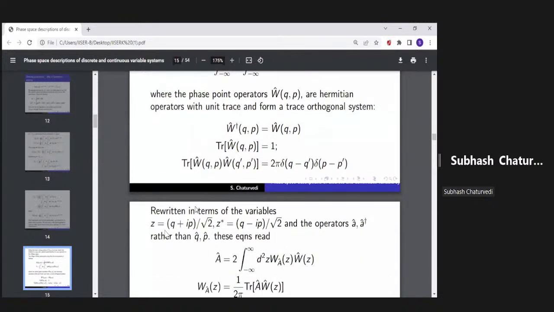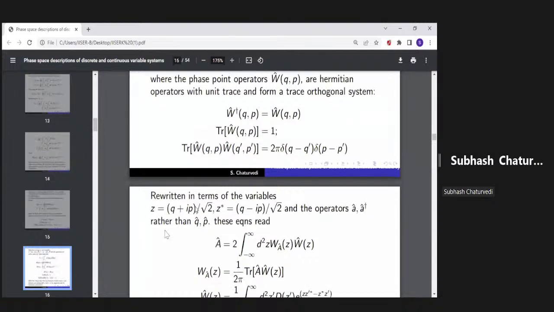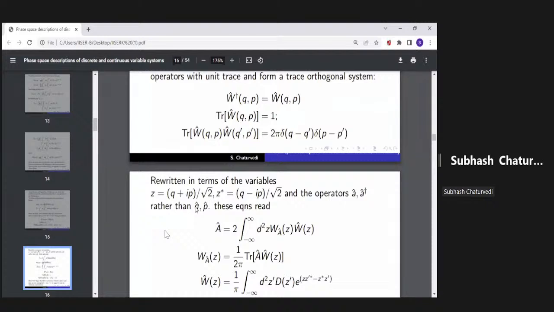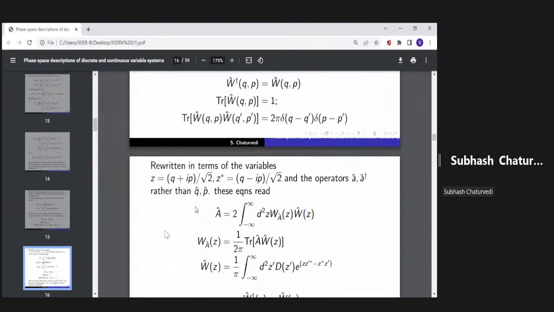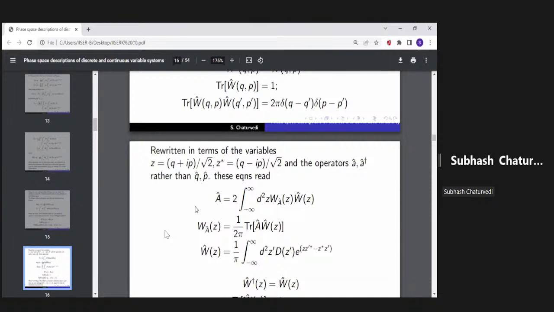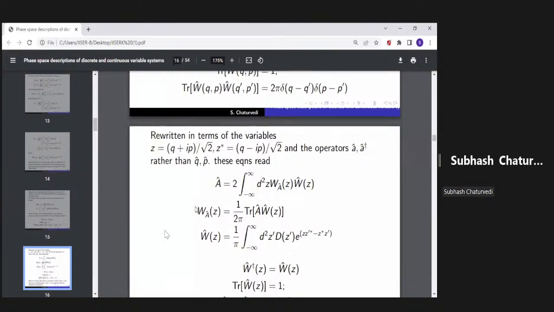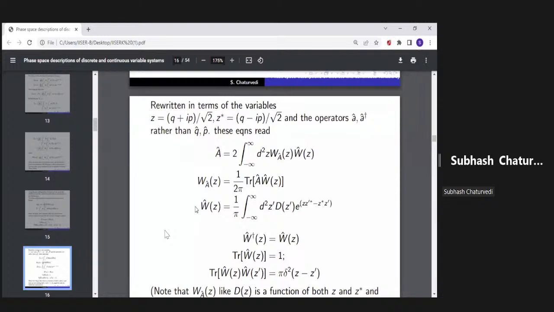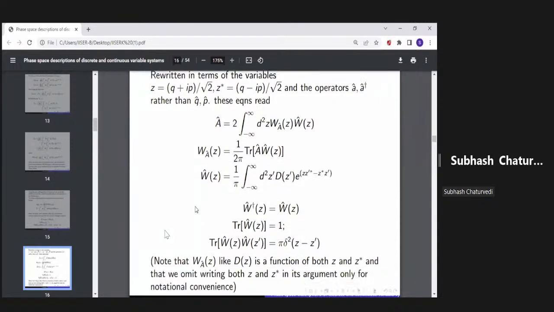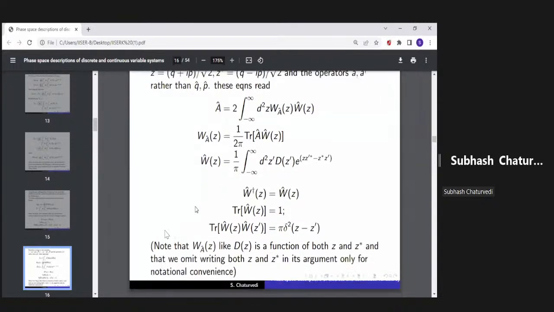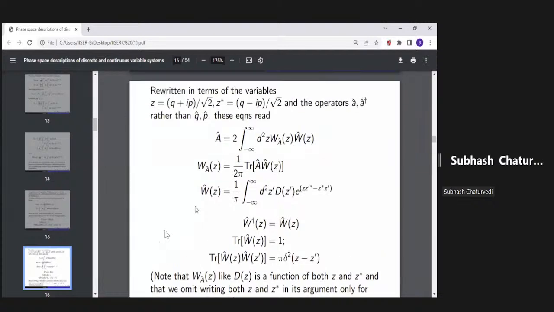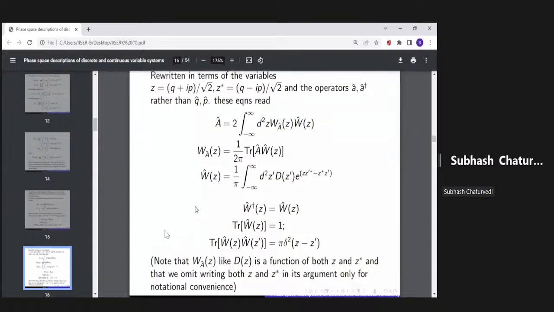I have rewritten these statements in terms of Z and Z star obtained by complex combinations of Q and P, which are also somewhat useful. I would again urge you to check these statements that are made here. Nothing much except for a change of variables from Q and P to the corresponding quantity Z and Z star.